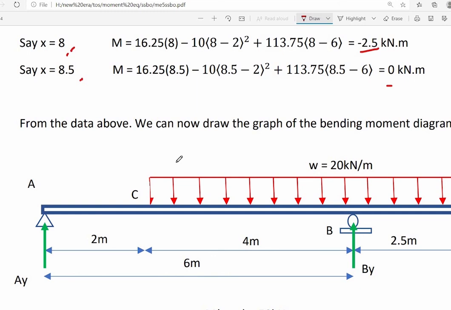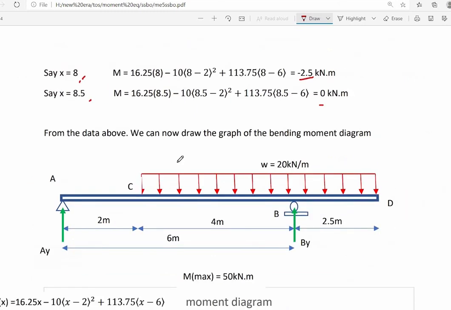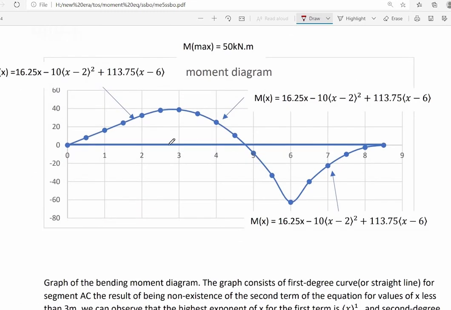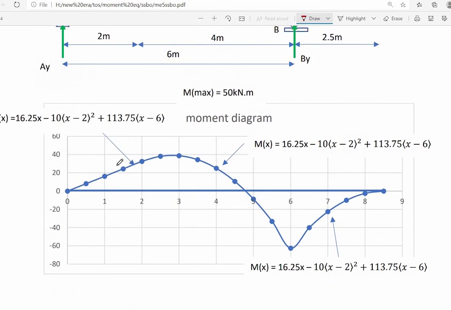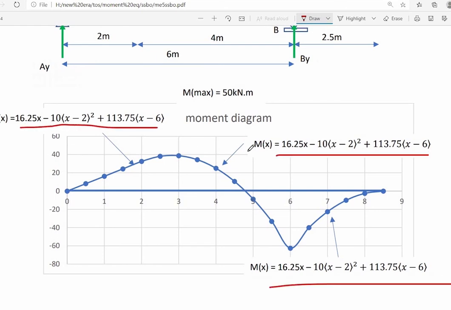So from the data above, we can now draw the graph of the bending moment diagram. So here's now the graph of the bending moment diagram. The whole graph will be defined by a single moment equation, and that is equal to this moment equation. That is what we need in solving slope and deflection using the double integration method. I hope again that you have learned from this example.